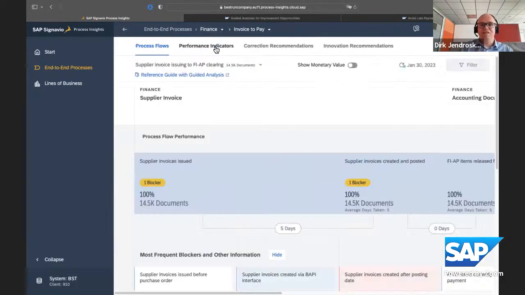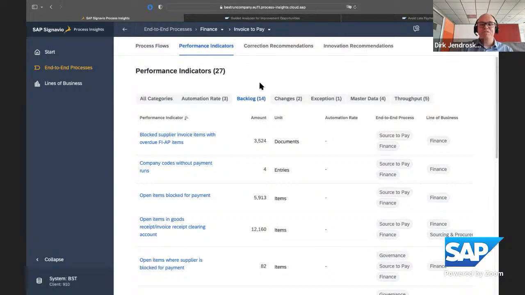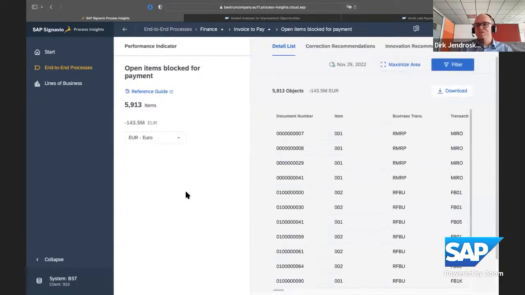Let me go back and head over to the performance indicators, and we've seen it before also in the reference guide. What might be a root cause for late payments is that open items are blocked for payment. And when I look into the performance indicators, I see immediately 5,913 items, so quite a lot. It's worth taking a look here. And what you can see here, and what you also would see in all other situations with Process Insights, is the list of documents. So this would be all the documents, 5,000 of them, that actually have been blocked.